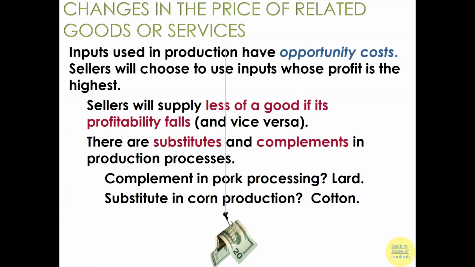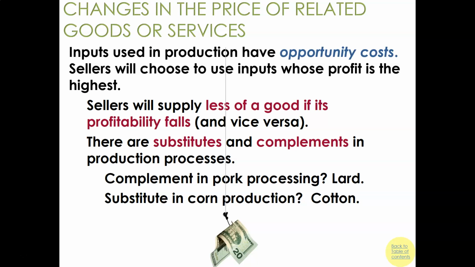Well, inputs used in production have opportunity costs, don't they? Sellers will choose to use inputs whose profit is the highest. So now looking at changes in the price of related goods or services, sellers will supply less of a good if its profitability falls, and so there are substitutes and complements in production as well. What's a complement in pork processing? Well, that would be lard, a good example.